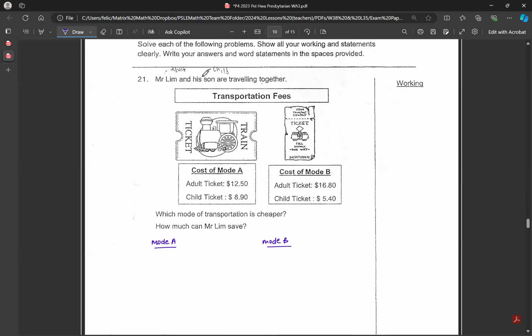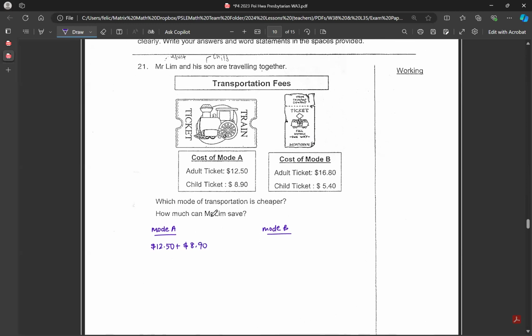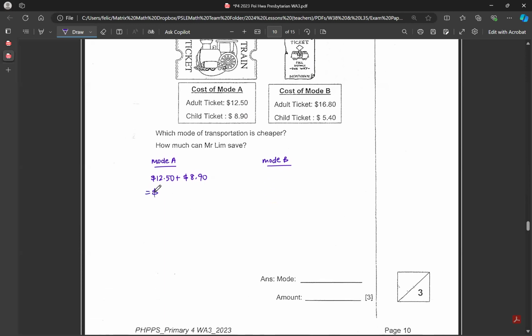So Mr. Lim is an adult, and the son is a child. So simply add the adult fare for mode A plus the child ticket. Is it one child only? Yes, one son only. So just add them together. This will be $21.40. Let's do mode B. Mode B is $16.80 plus $5.40. This will be $22.20.